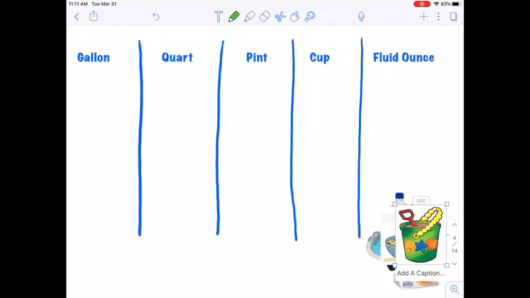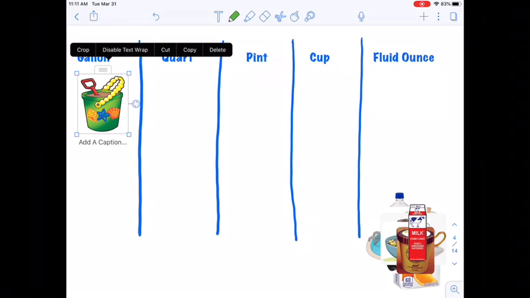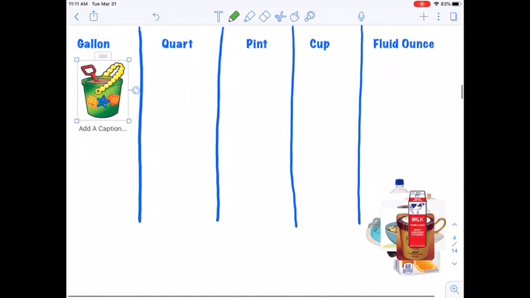So let's look at some of the things that we talked about yesterday and figure out what would be the most appropriate measure for them. Would they be measured in gallons, quarts, pints, cups, or ounces? I started by giving us some ideas of what each one of these measurements would look like. Our sand pail that we talked about yesterday is typically about the size of a gallon. So that would help us have an idea of what a gallon looks like.